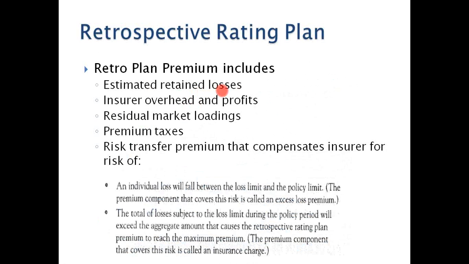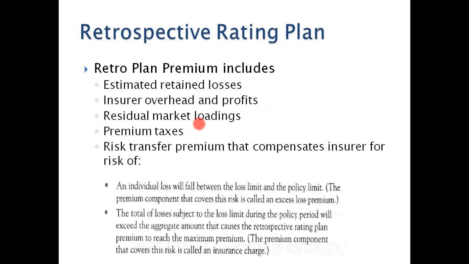The estimated retained losses is what they predict you're going to have to retain, what you're going to end up paying. The overhead and profits, more specifically, is my administrative cost to handle that, and I'm going to put some money in, what I hopefully make part of my profits.